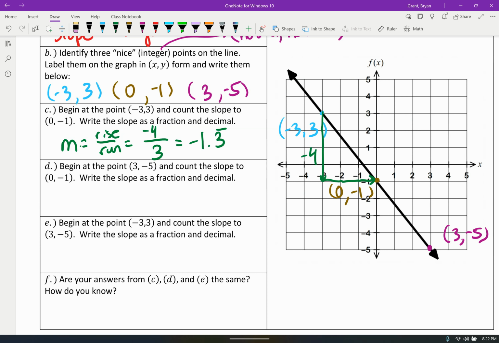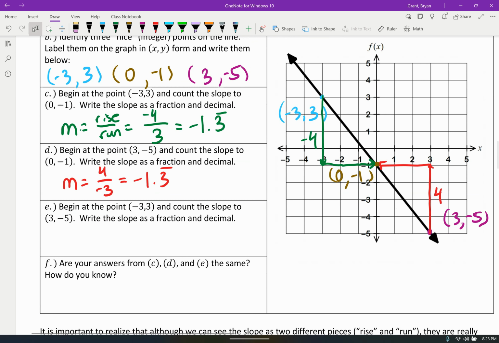Okay, let's find another one. Our next one is starting at 3, -5 and going to 0, -1. So we rise first, 1, 2, 3, 4. I rose up 4. Now let's do the run. Left, 1, 2, 3. Because I went left, as you move left, you get to the negative x's. That's a -3. This is the same fraction as up above, the negative just in a different place, so it's got to have the same decimal equivalence.